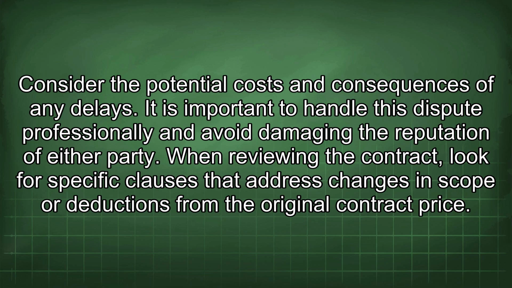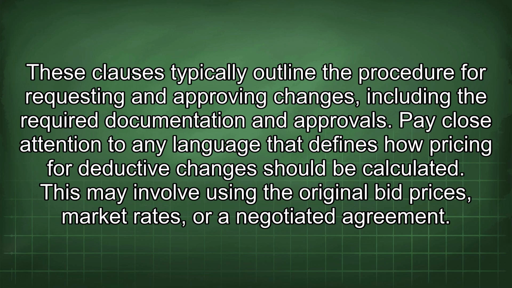When reviewing the contract, look for specific clauses that address changes in scope or deductions from the original contract price. These clauses typically outline the procedure for requesting and approving changes, including the required documentation and approvals. Pay close attention to any language that defines how pricing for deductive changes should be calculated. This may involve using the original bid prices, market rates, or a negotiated agreement.